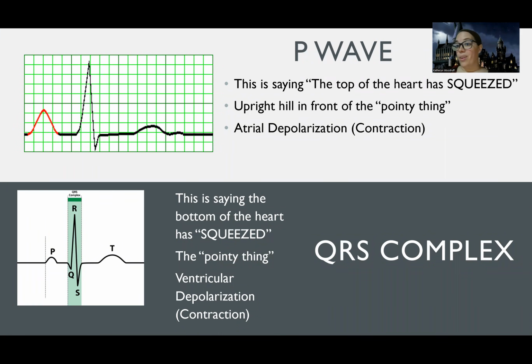So let's start with the P wave. The P wave is what I call the upright hill. It should be pointing up, going up, not upside down. I always call it the upright hill in front of the pointy thing. That is the official term. If you want to know the legal term, I'm just joking. It's not really the real term, but it's the hill that's before the pointy thing. The fancy word for it is atrial depolarization or contraction. But effectively what it's telling us is the top of the heart has contracted or squeezed.